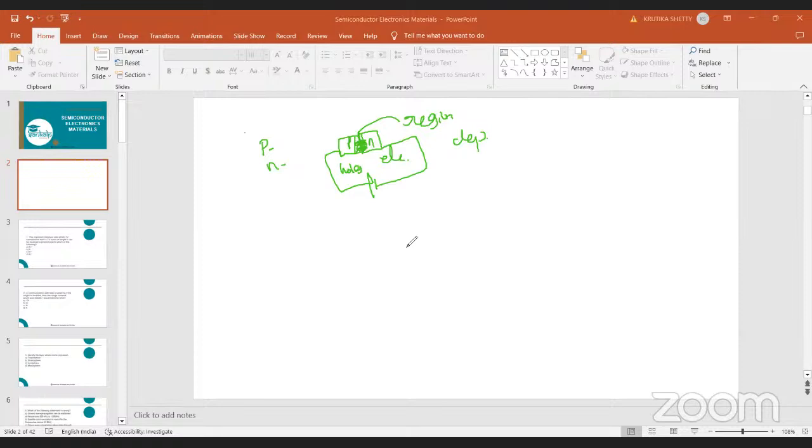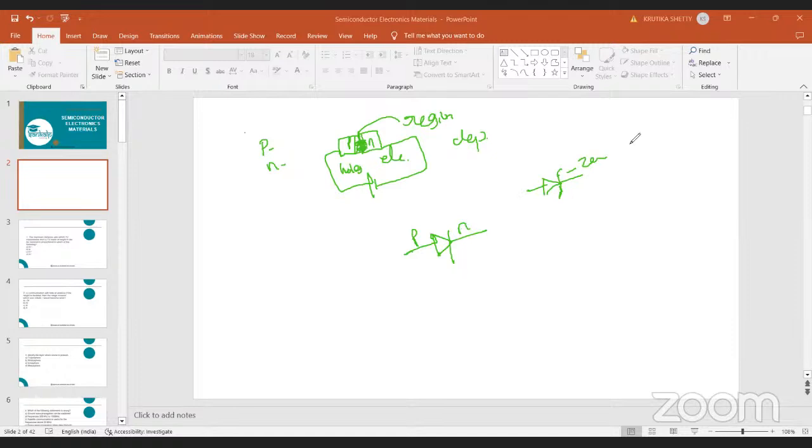So the symbol for this PN diode is represented like this. Okay, so this is P type and this one is N type. Then there is this line. If I make it a little tilted, then this becomes the circuit symbol of the Zener diode. This is only for the simple diodes.